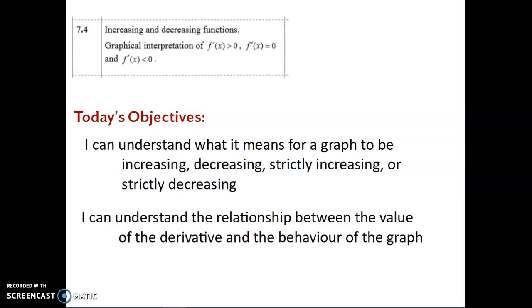Hey everybody, we are on day 2 of section 7.4 and we're going to go back over briefly about increasing, decreasing, strictly increasing, and strictly decreasing, and then we're going to focus here on how those particular things relate to the value of the derivative as we look at the relationship between the derivative and the original function's graph.